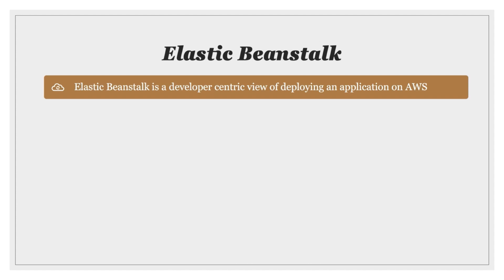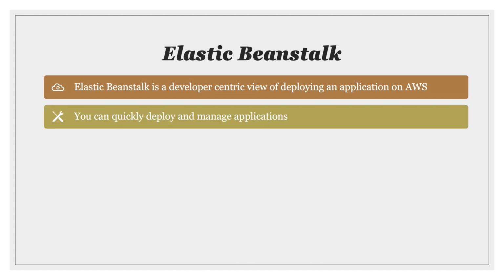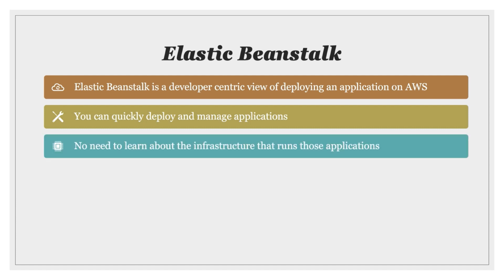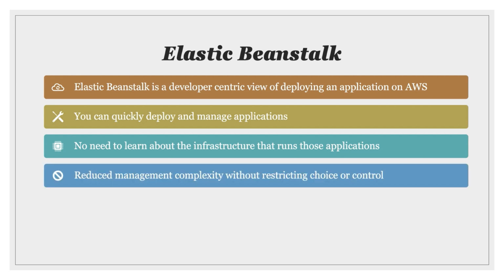What is Elastic Beanstalk? It's a developer-centric view of deploying an application on AWS. You can quickly deploy and manage applications. You don't have to look into the infrastructure. You don't have to learn about the infrastructure components like EC2, load balancer, auto scaling groups, Elastic IPs, and so on that run those applications. So you just manage your applications and you don't have to look into the details or the complexities of the infrastructure. It reduces management complexity without restricting choice or control.